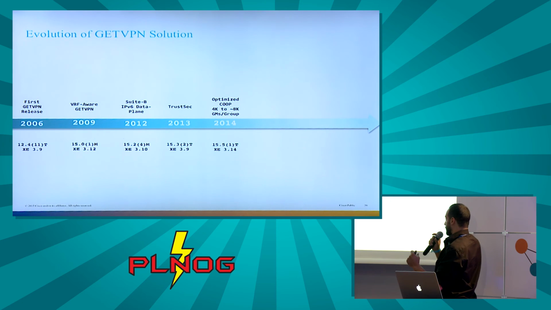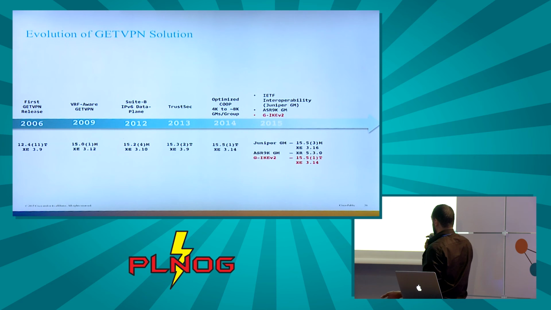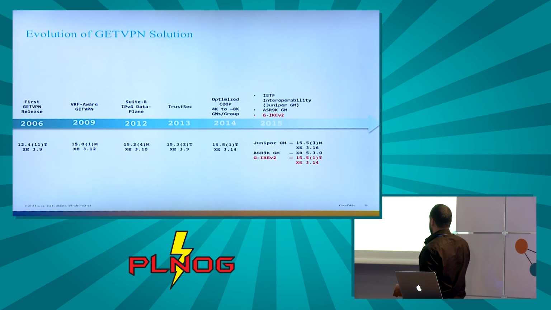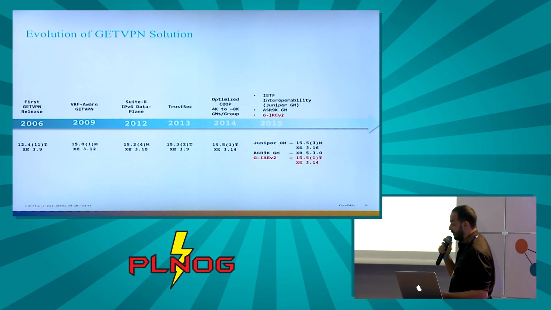So the group member payload was too big and was only allowing us to go up to 4,000 GMs. So what we did, we optimized the group member payload, so now it takes less space, and we can now go up to 8,000 GMs. This year, we did some work with IETF and Juniper to improve our interoperability. We added support for ISR 9K and GIKEv2.